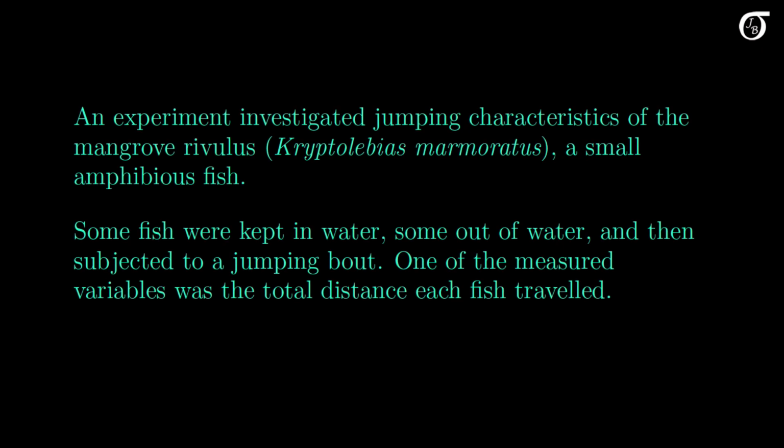An experiment investigated jumping characteristics of the mangrove rivulus, a small amphibious fish that can jump on land by flipping its tail. I'll put a link to a video of these little guys jumping in the description, and the reference for this study will be there as well. In this experiment, some fish were kept in water, some out of water, and after 2 weeks in these conditions, they were subjected to a jumping bout. There were 26 fish in each group. One of the measured variables was total distance each fish traveled before the little guys became exhausted and stopped jumping.